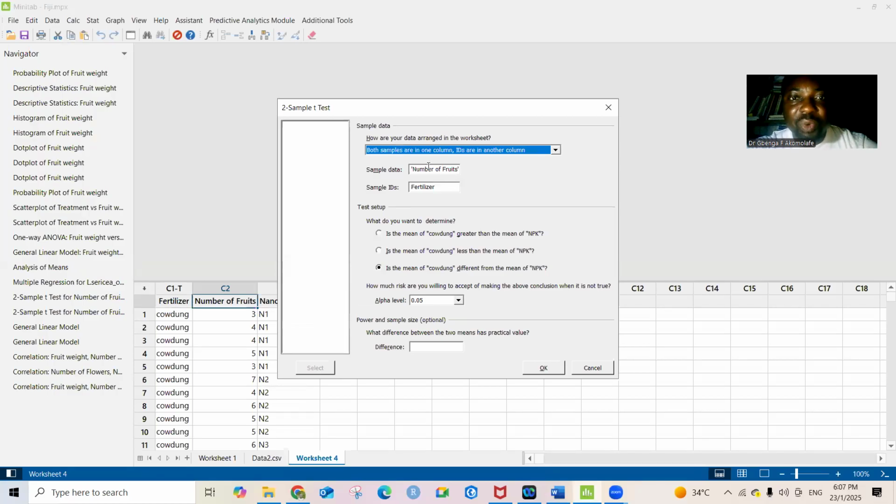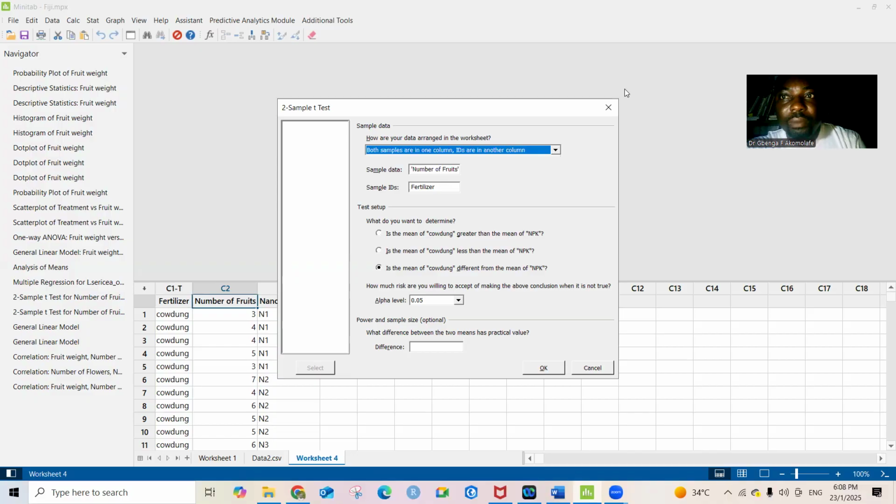So this will come up. Minitab is going to ask, do you have both samples in one column? In this case, the answer is yes, because we have both samples under the column fertilizer. If you have them in separate columns, you can also select that. Just click on this arrow down, and you can see you have an option to say that each sample is in its own column. But in this case, the samples are in the same column.